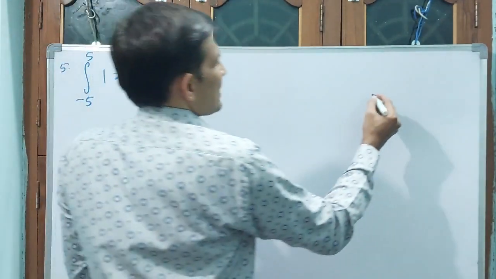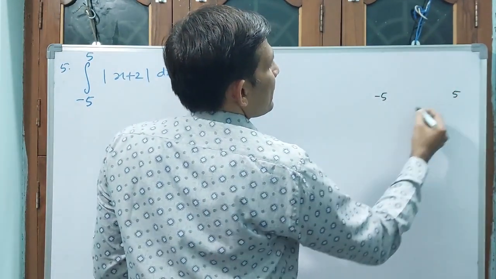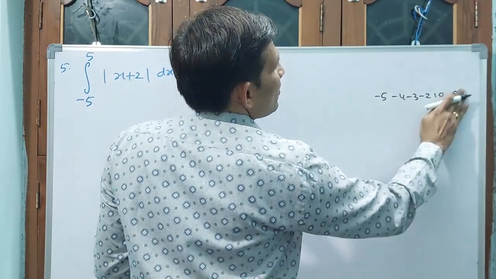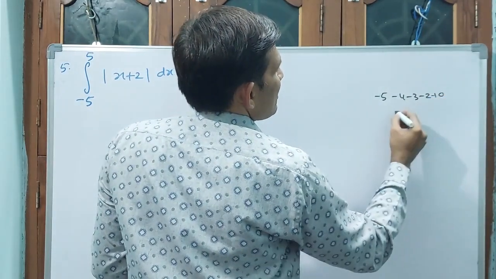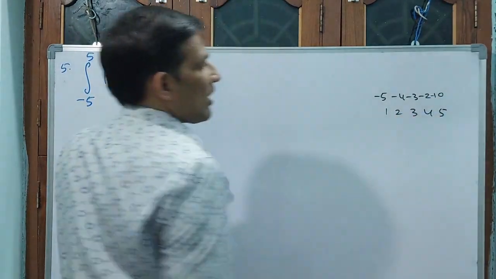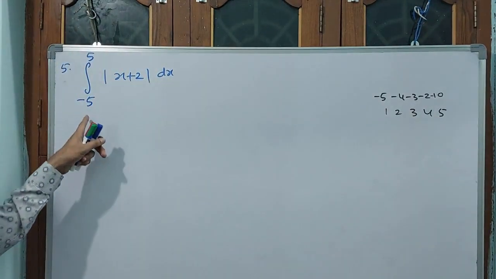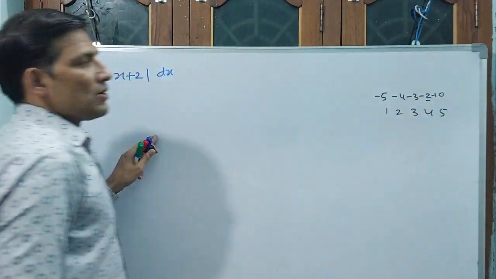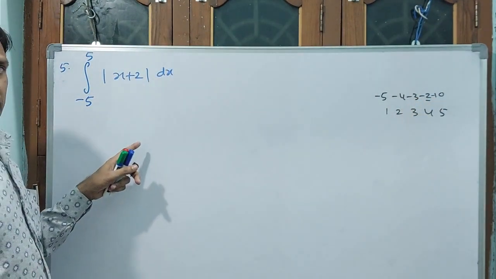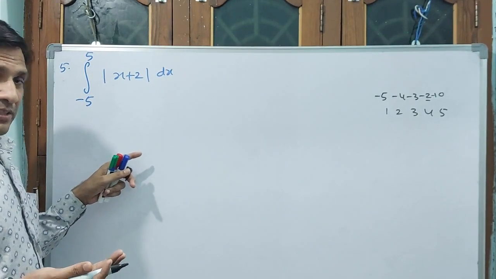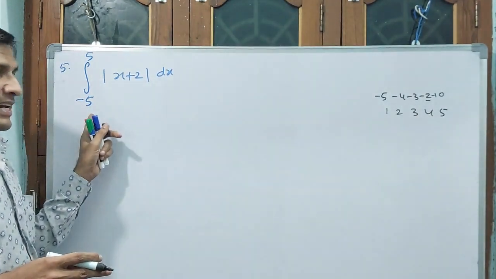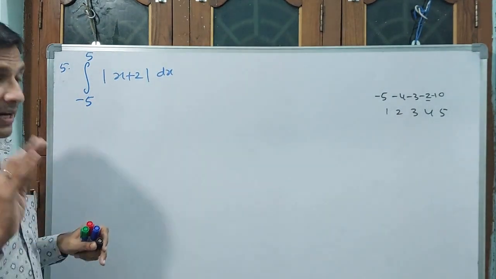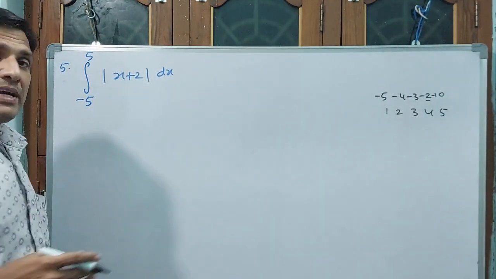That means you have to give the limit. See what I am doing. The interval is from minus 5 to plus 5. Minus 4, minus 3, minus 2, minus 1, 0, 1, 2, 3, 4, 5. All are closed intervals only you have to take. See here, plus 2 is there. If you apply minus 2, this is going to become 0. Afterwards, it is going to become positive. That means you have to apply limits from minus 5 to minus 2, and minus 2 to plus 5. Like that we are thinking. But even then, let us try.